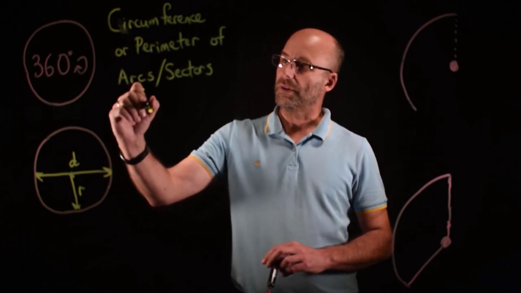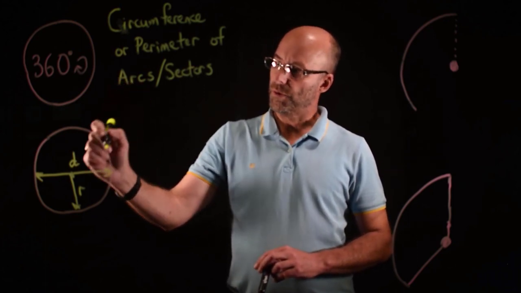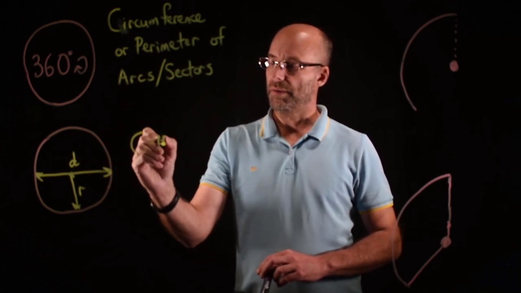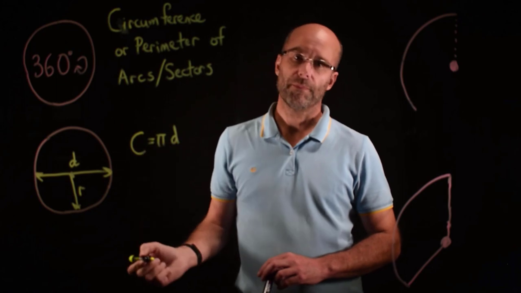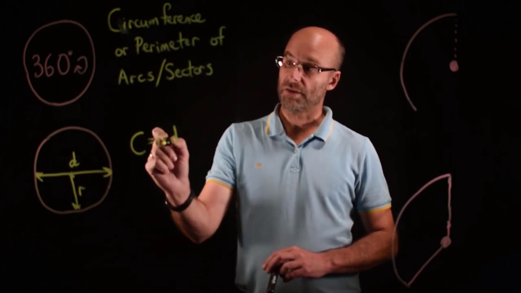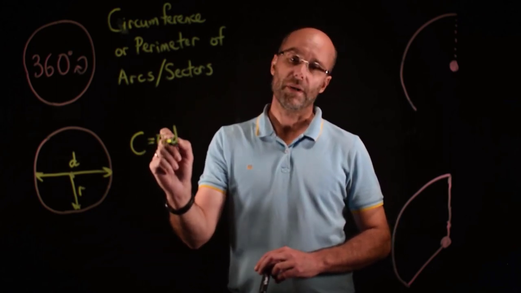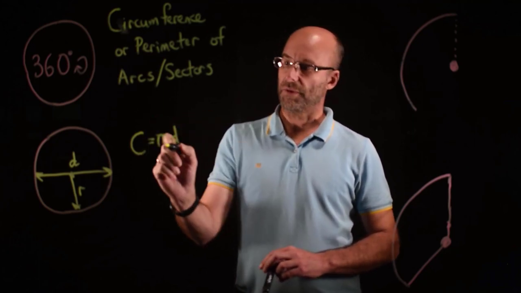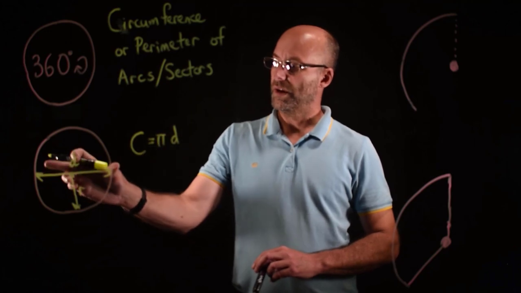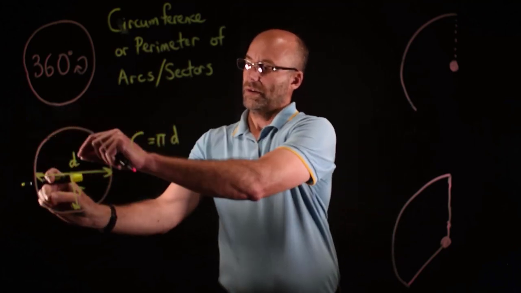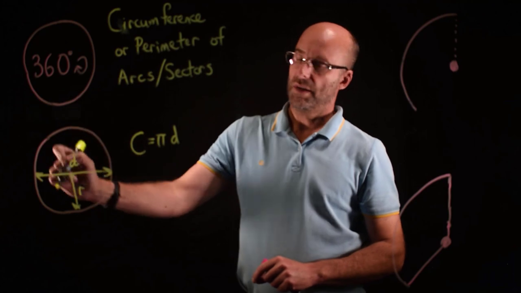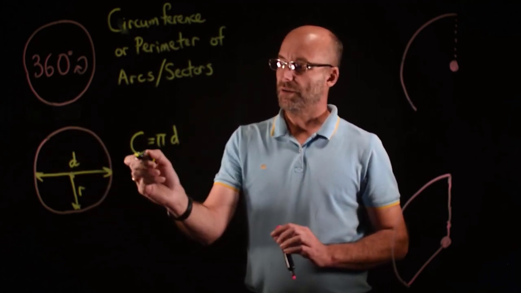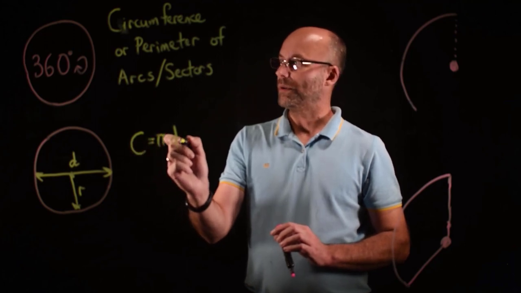And hopefully you've seen in the past that for a full circle, circumference, or capital C, is pi multiplied by d, the diameter. Now, that ties in with the definition of pi. Pi is a number that describes the connection between the diameter and the circumference. There's pi of these diameters that will wrap around to make a full circumference. It's approximately 3.14, but it's not exactly that. So circumference is pi multiplied by d.